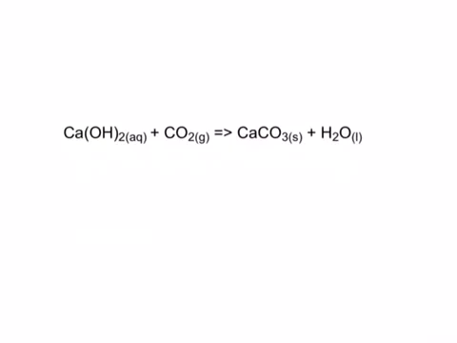The balanced equation shows how this trap works. The calcium hydroxide that is dissolved reacts with the carbon dioxide gas to form solid calcium carbonate and water.